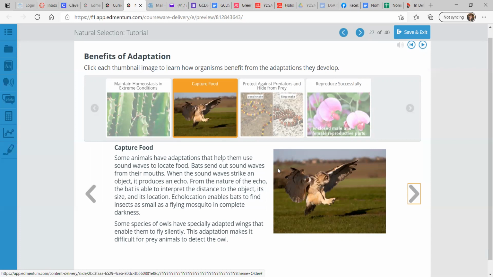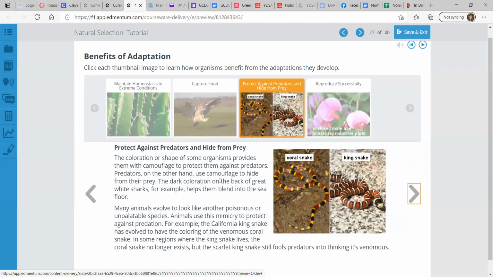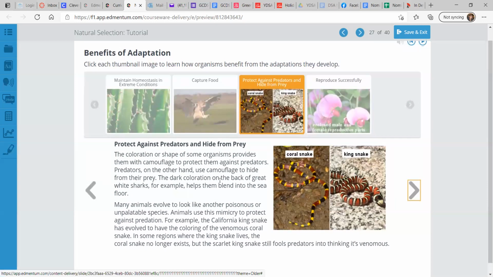And some species of owls have specially adapted wings that enable them to fly silently or very quietly. If you've ever been out at night and seen an owl, they're usually very quiet. It's hard to tell when an owl is flying. And that makes it harder for animals to see an owl coming, right? So we have maintain homeostasis, capture food, protect against predators, and hide from prey.